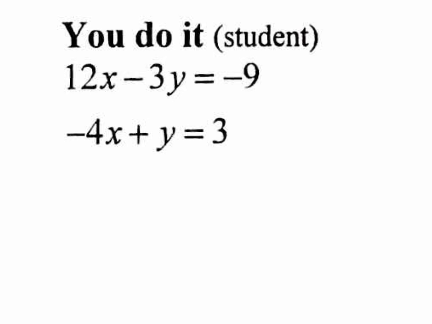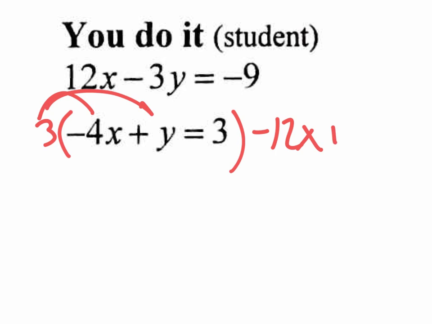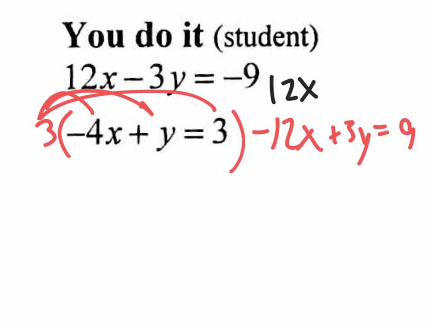So the thought process, what do you think would be easier to do? Cancel out x's or cancel out y's? I know it doesn't really matter at the end of it all, but which one would be easier? Y's. How would I change this y to become a positive 3y so it'll cancel with a negative 3y? Multiplying by 3, right? So on the bottom you get negative 12x when you multiply 3 times negative 4x. 3 times y, that's positive 3y. At the very end, 3 times 3 is 9. And the top equation we're going to leave exactly the same. It's a positive 12x, it's a negative 3y, and it's equal to 9.